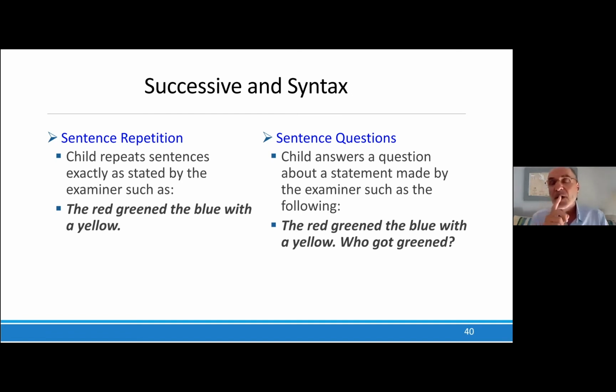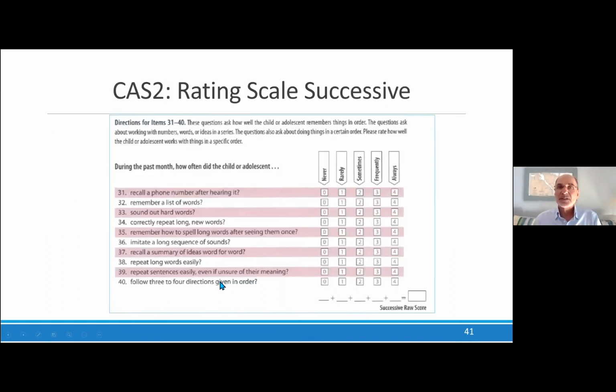But for the 8-year-olds and above, we do this. "The red, green, the blue with a yellow. Who got greened?" So now you really have to decipher the sequence of the syntax of the sentence in order to arrive at the answer. Now, we don't use a real sentence like "The boy hit the girl with a stick. Who got hurt?" Because when you hear that, that's easier to pull together as a whole. So that's a powerful successive processing test.